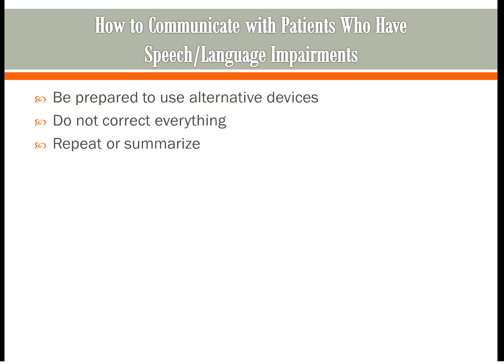Do not correct everything that the patient says. You already know that there may be some type of impairment, and to correct them each time will damage their self-esteem and also take away their desire to continue communicating with you. You can also set an example for the family by accepting the patient's disability and demonstrating how to communicate with them in a less penalizing manner. Again, repeat and summarize the message back to the client to check for accuracy.